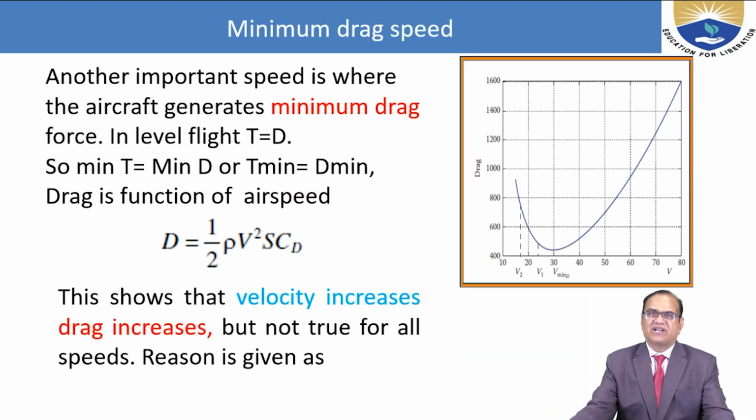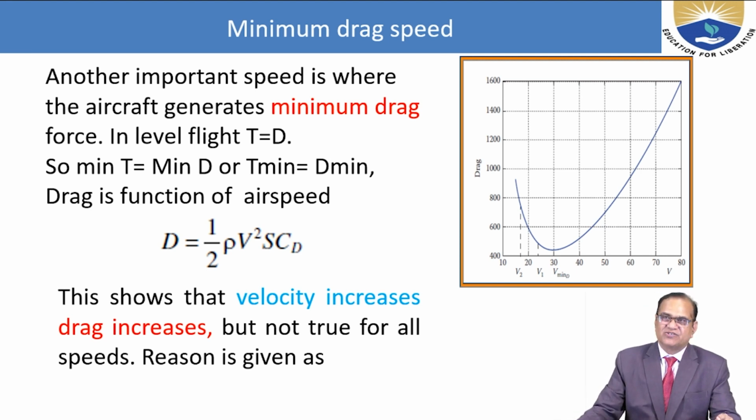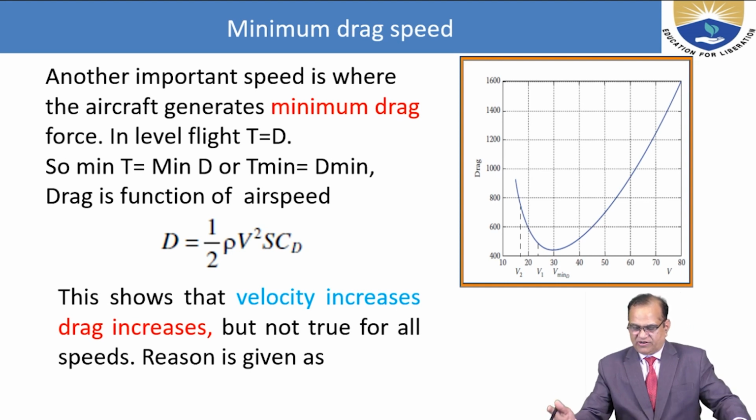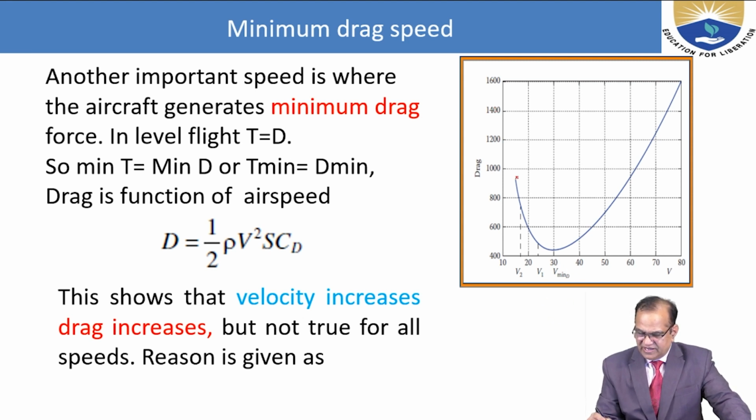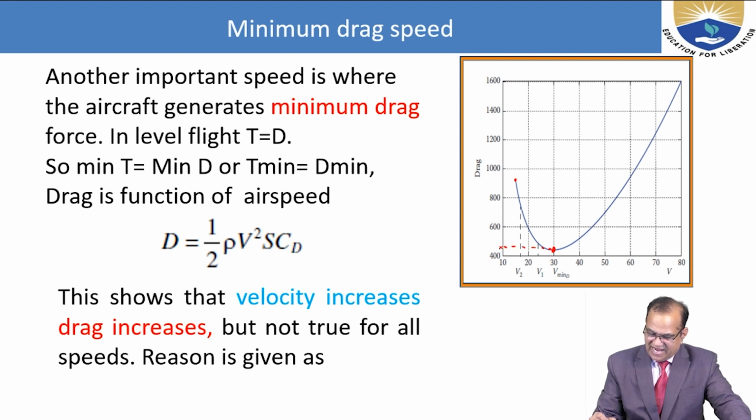Now I will talk about the minimum drag speed of the aircraft, something I have touched before also. Here we have the plot of drag versus velocity. Drag is on the y-axis and it is 400, 600, 800, 1000, 1200, 1400. You can see that the drag is decreasing up to here. Here we have the minimum drag, and the velocity where the drag is minimum is called the minimum drag velocity.